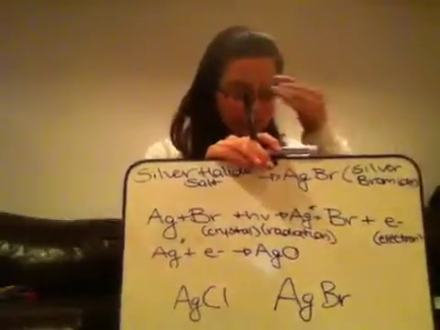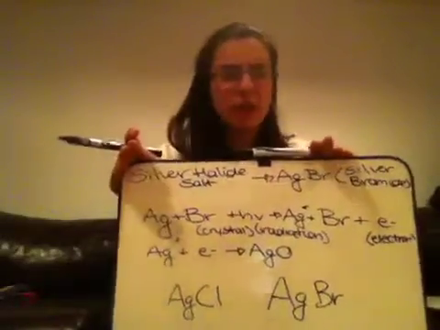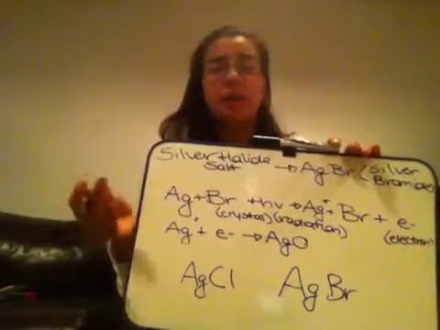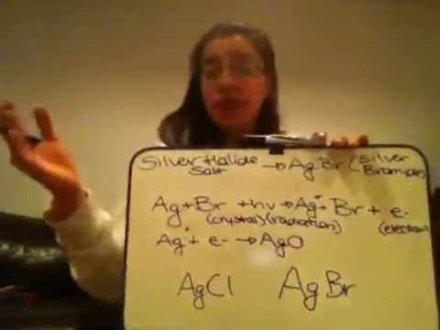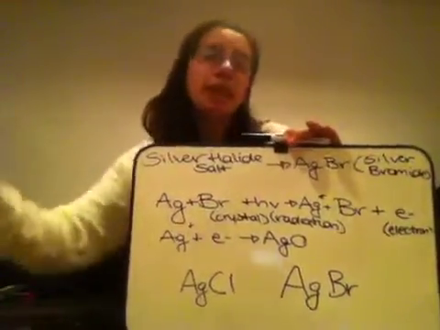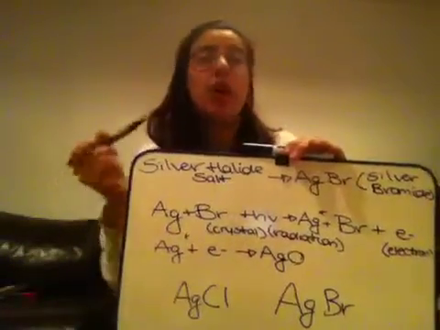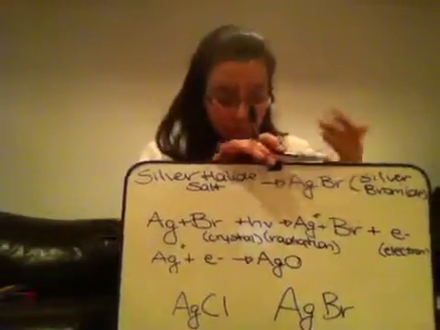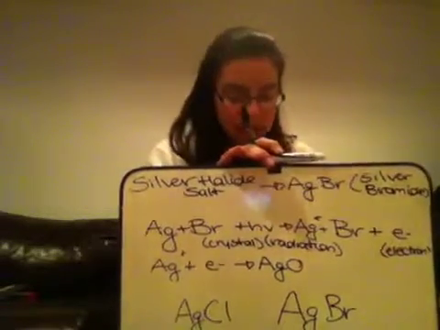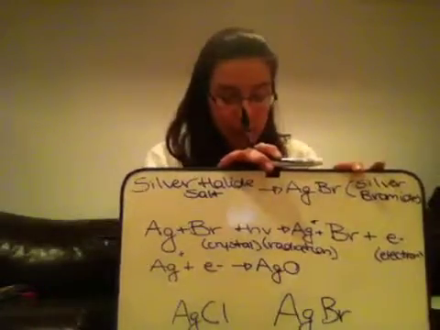If you keep going along with this, so far it's pretty simple and self-explanatory. You got some things reacting: Ag plus Br plus hv, which is the radiation, and then that becomes Ag plus Br plus an electron, which then goes into another equation, which is Ag plus the electron, and that's where you get your silver.